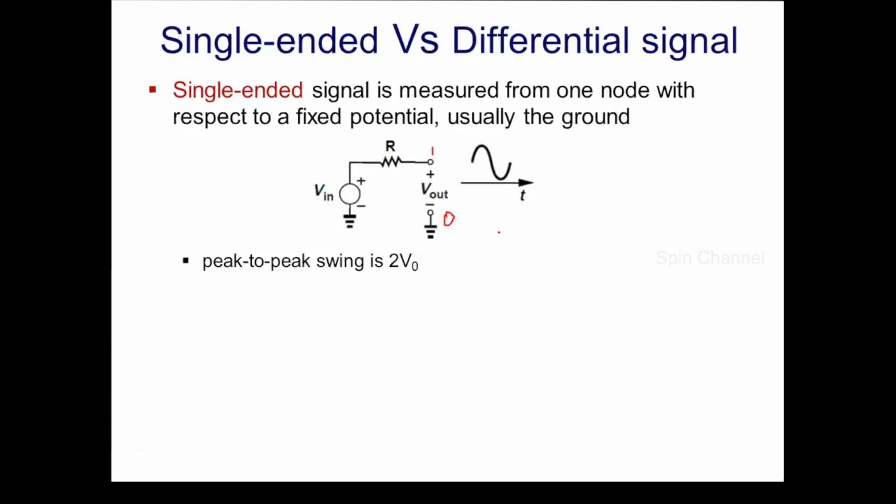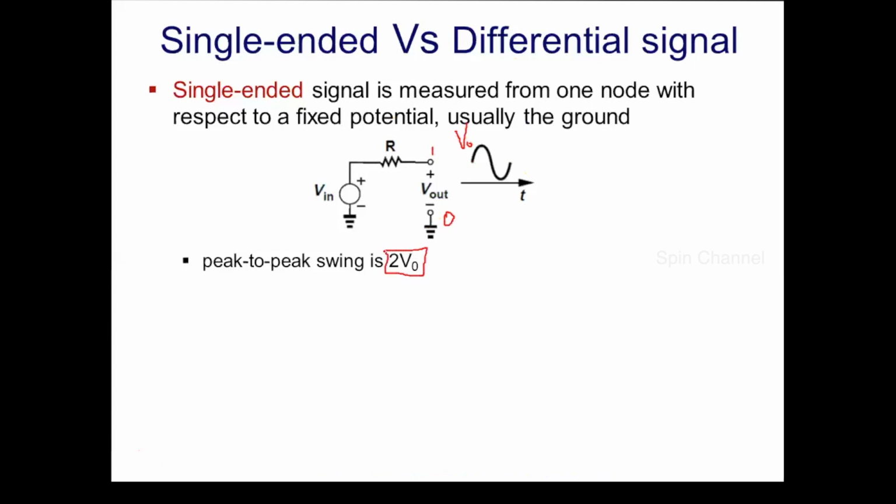Now if you measure a signal between these two terminals, you'll get an output voltage, an AC signal. Now if V0 is the peak value of the output signal, then the peak to peak value of the signal is given by 2 times V0.